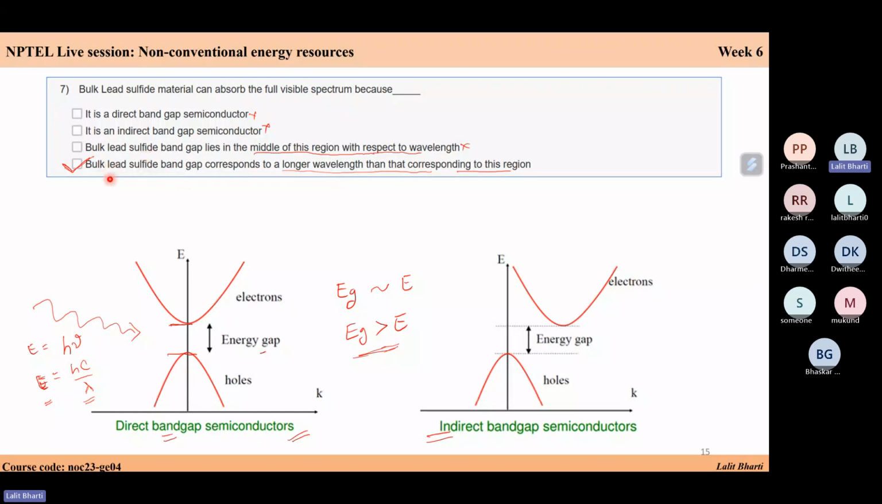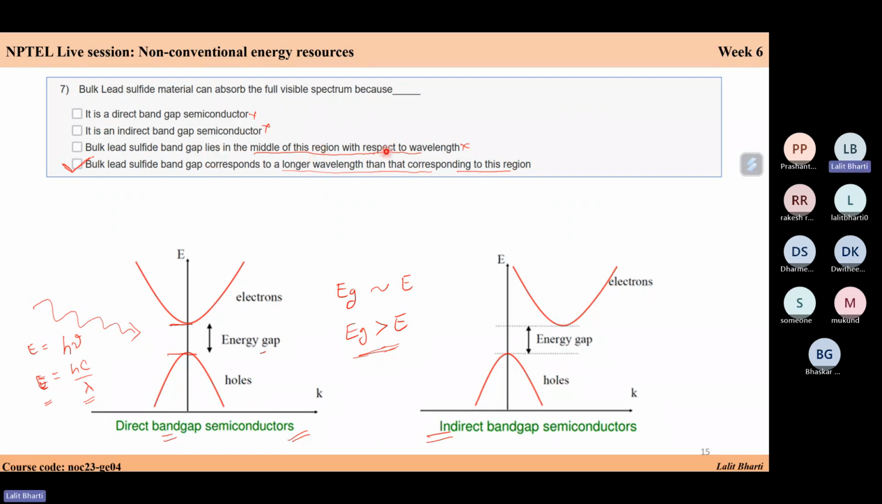The bulk lead sulfide band gap of the material corresponds to a longer wavelength region. So the band gap should be lower, or the energy band gap should be higher. In both cases, you just need to convert your energy to your wavelength. So option four is correct only. It is not related to being in the middle of the region.